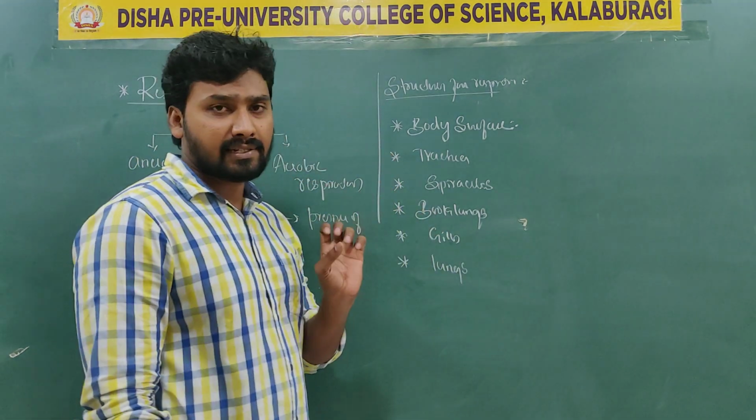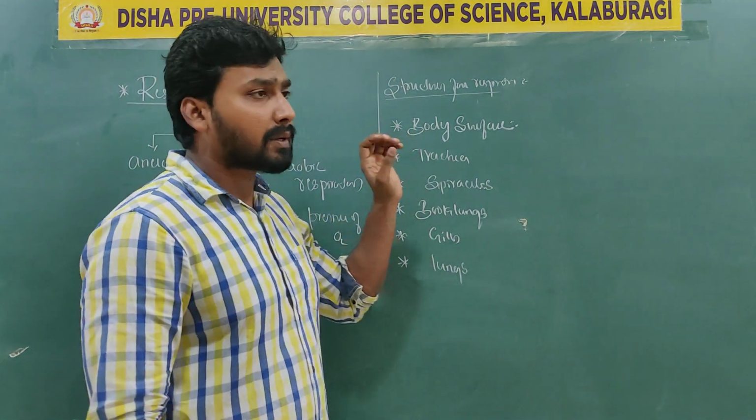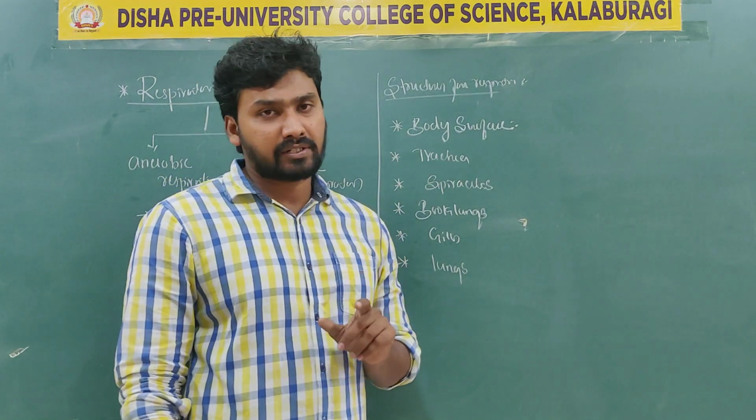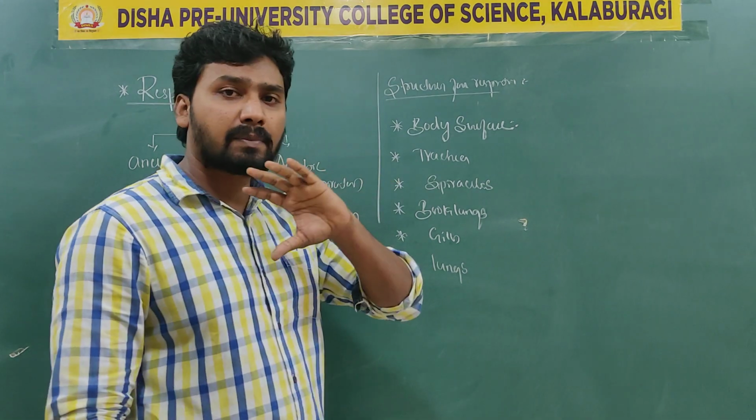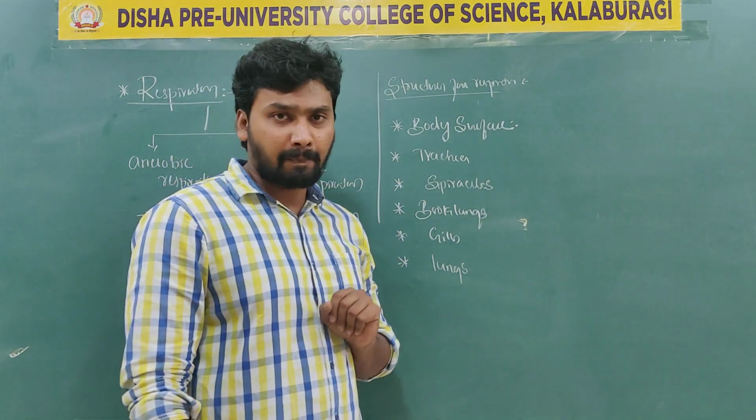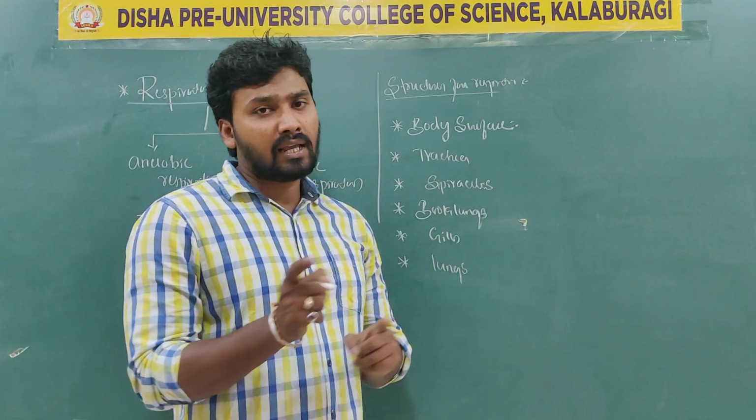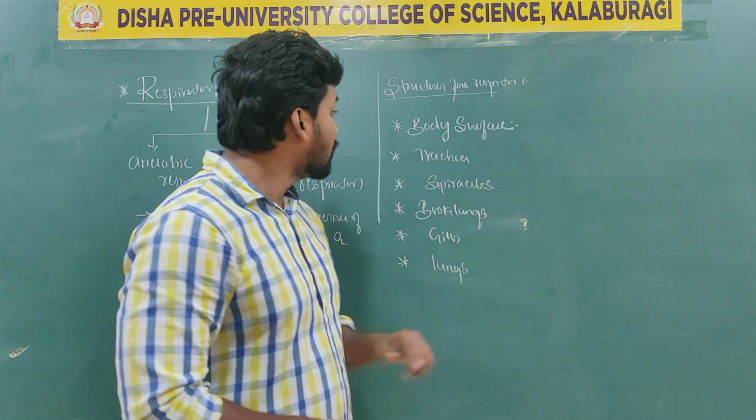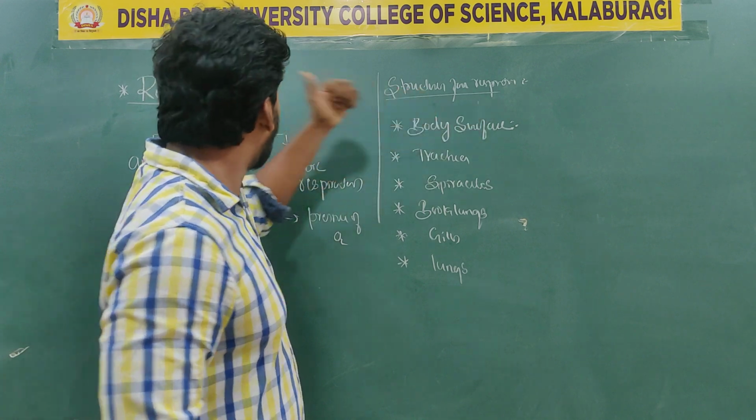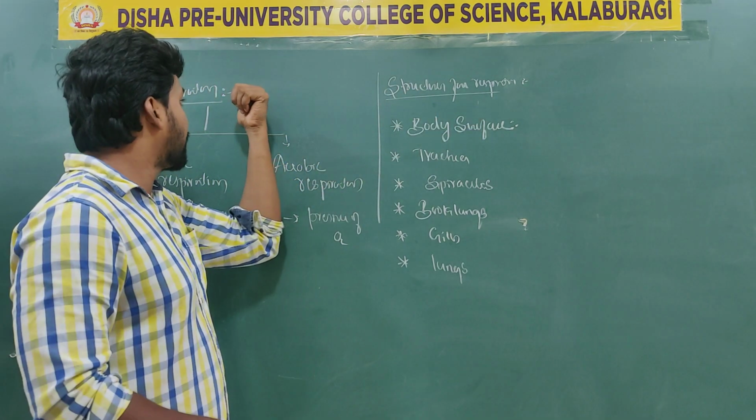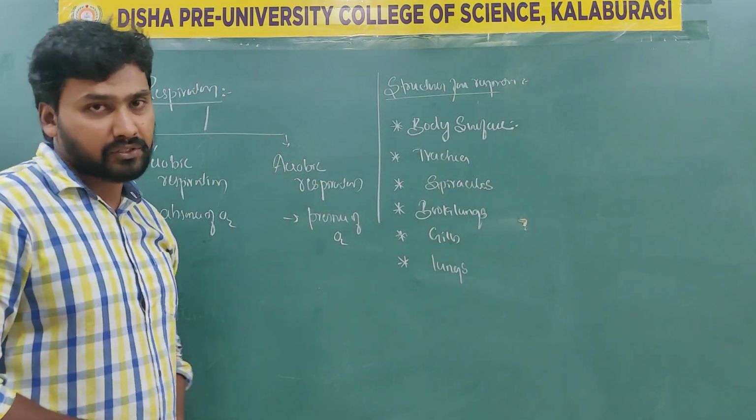Exchange of respiratory gases is performed only by the difference in partial pressure with respect to the respiratory gases. If there is a difference in the partial pressure of respiratory gases, then only gases move in and out. So these are the different structures. On that basis, organisms are differentiated in the form of respiration.